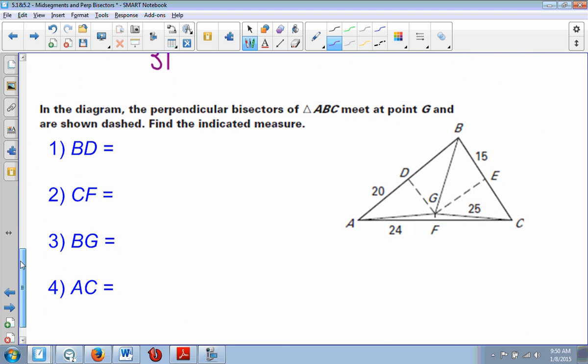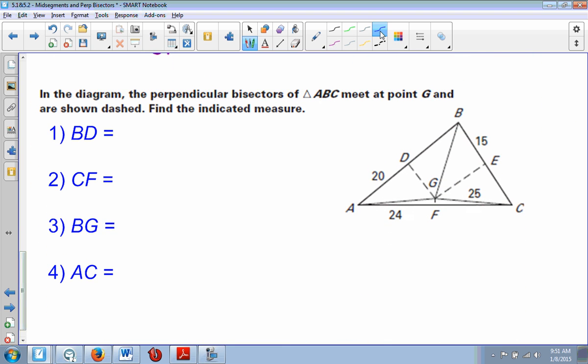Last problem. We know that the perpendicular bisectors of a side length, they're the dashed ones, they not only meet this at a right angle, meet this at a right angle, meet this down here at a right angle, they also bisect the side lengths. So DA and DB have to be the same. That's what it means to bisect. We know that BE and CE are the same. That's what it means to bisect. We know that AF and CF are the same. That's what it means to bisect.